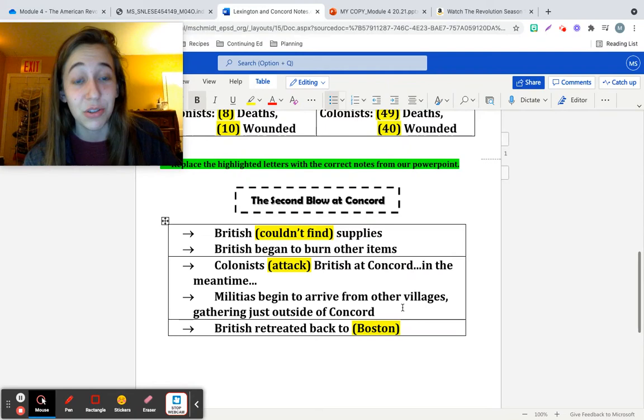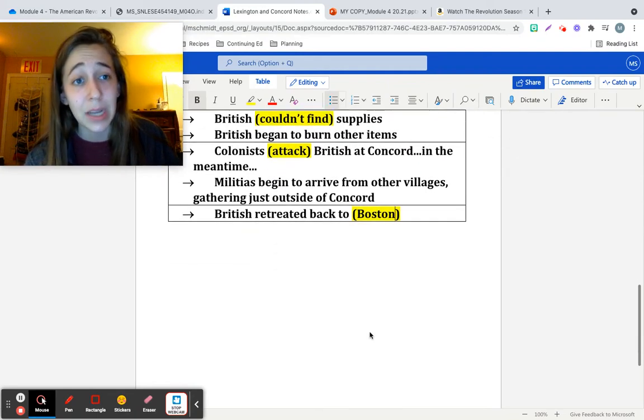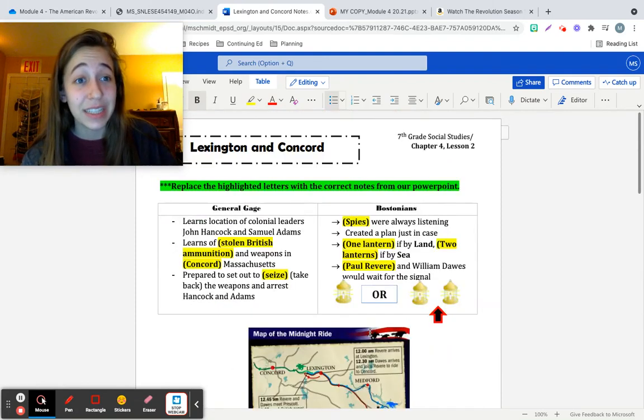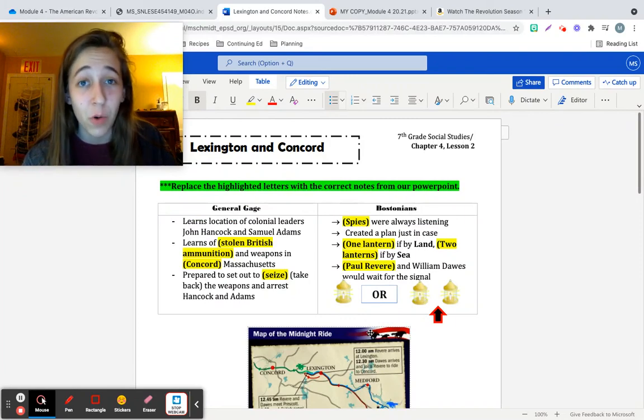So that's our last note. You should replace J with the word Boston. And so that's the battles of Lexington and Concord. That's our first 2 major battles of the Revolutionary War.